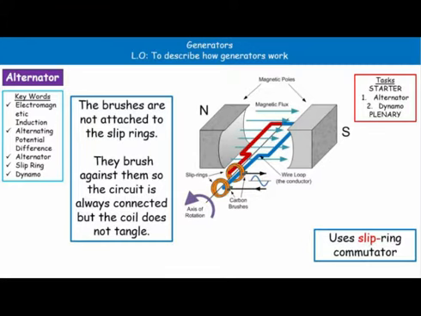If we look at the diagram that I've given you on the screen at the moment, then we can see we've got our magnet, we've got the coil of wire passing through the centre of the two poles, and the coil of wire is then attached onto those two metal rings. Now, those are called slip ring commutators.